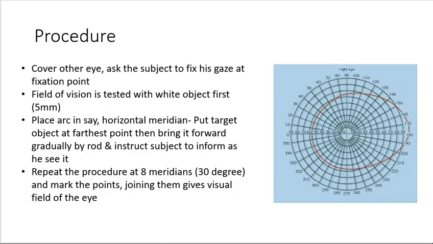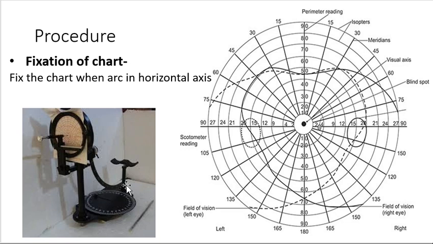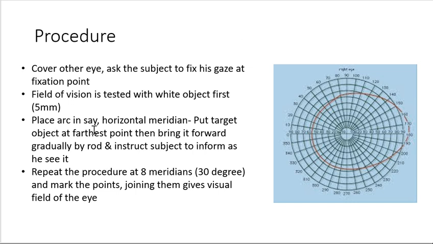Now the procedure: we have seen the fixation of the chart and placement of the chin. Now we have to cover the other eye and ask the subject to fix his gaze at the fixation point. The field of vision is tested with a white object of 5 mm. You can see a moving bar here; we can fix a white object here and set it. Now place the arc in the horizontal meridian.